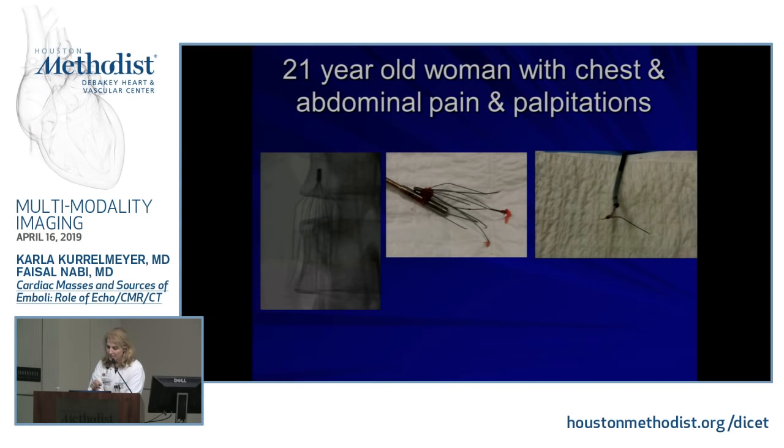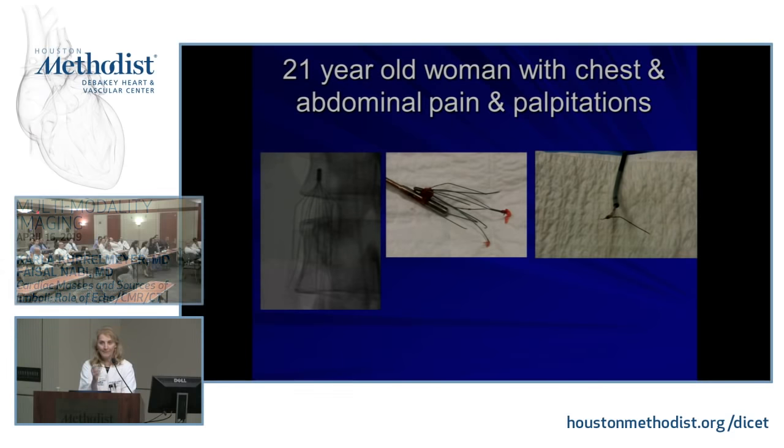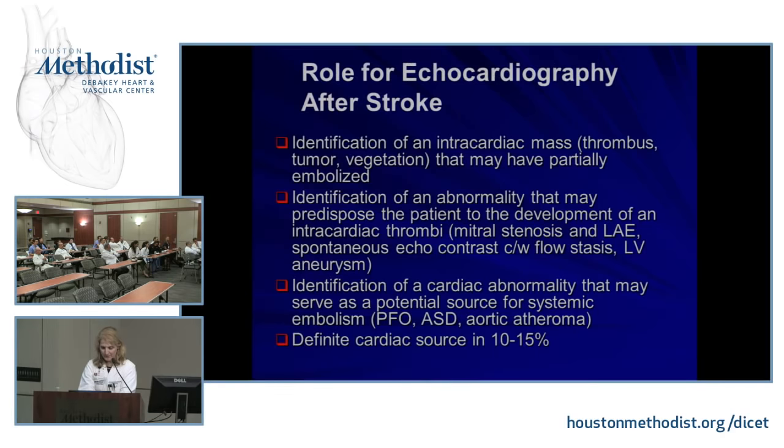What's interesting is they could see it with fluoro because it was metallic. And once that was out, all of her chest pain, abdominal pain, palpitations, everything went away. I saw her in follow-up for a few months afterwards, but she didn't have any other cardiac complaints. So we just sent her on her way for all her other complaints.